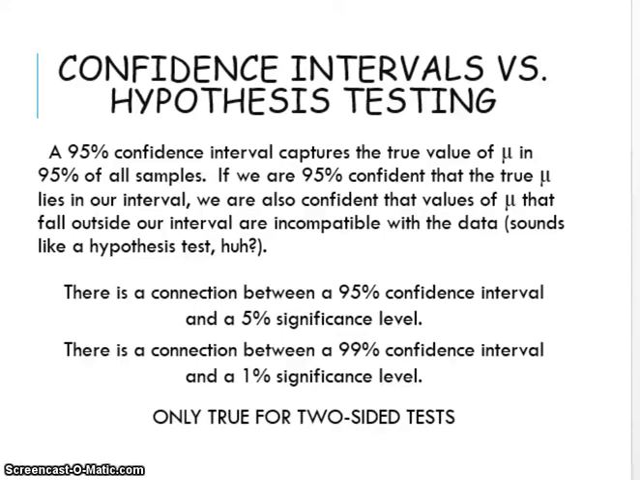All right, AP Stats, today we're going to connect confidence intervals to hypothesis testing. Essentially, we're going to find a connection between a 95% confidence interval and a 5% significance level, or something like a 99% confidence interval with a 1% significance level. This works for two-sided tests. So we have to have two-sided tests there.